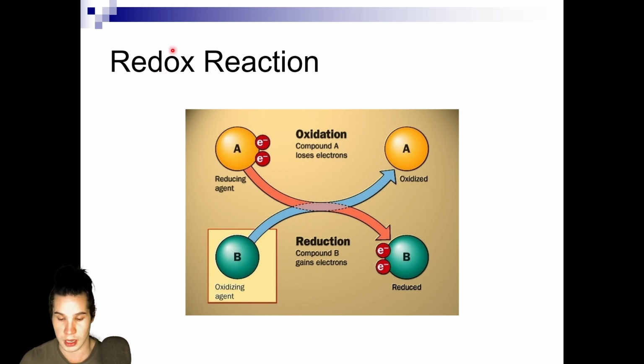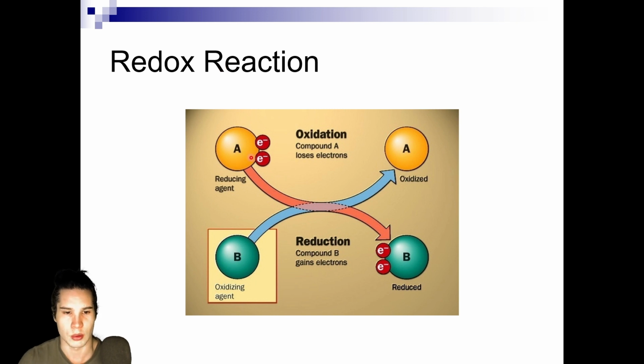Now, in the same way, if something is losing electrons, those electrons are going somewhere, so something's being reduced in the process. That's why redox reactions, reduction and oxidation, are grouped together: anytime something's being oxidized, something else is therefore being reduced.